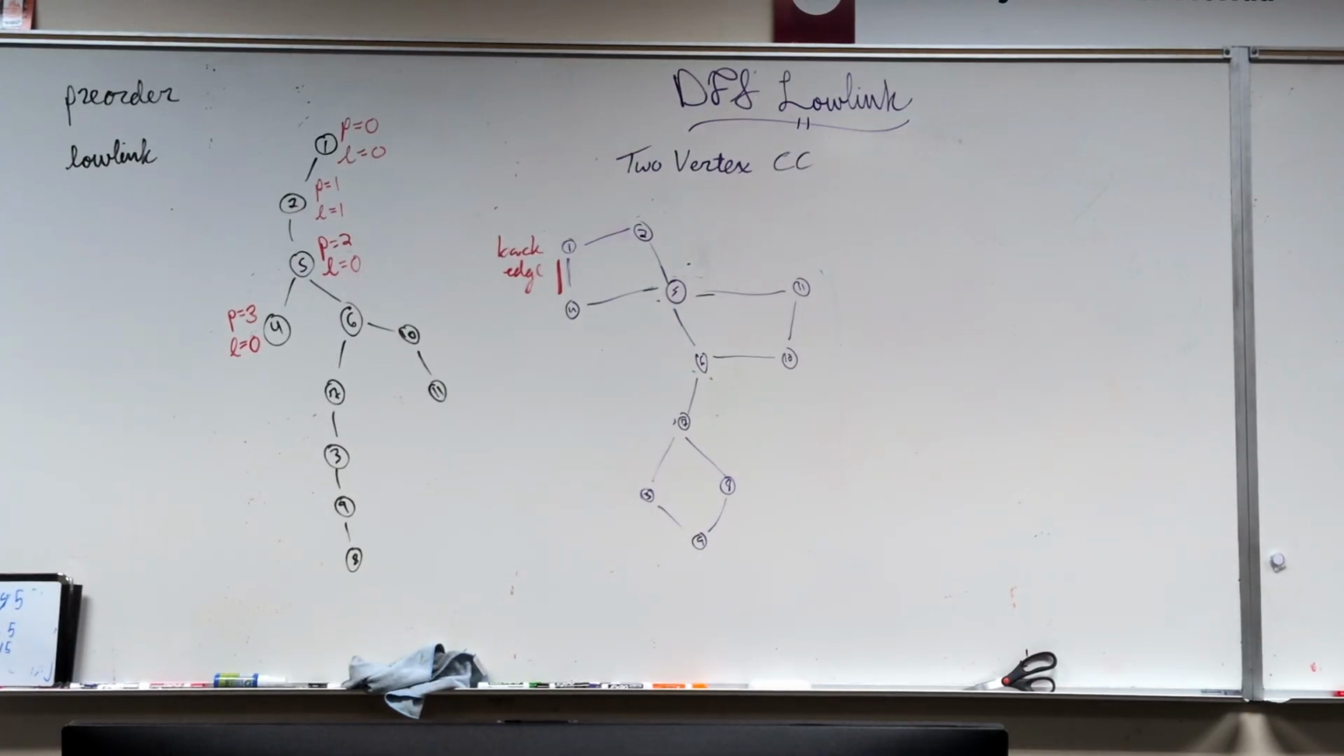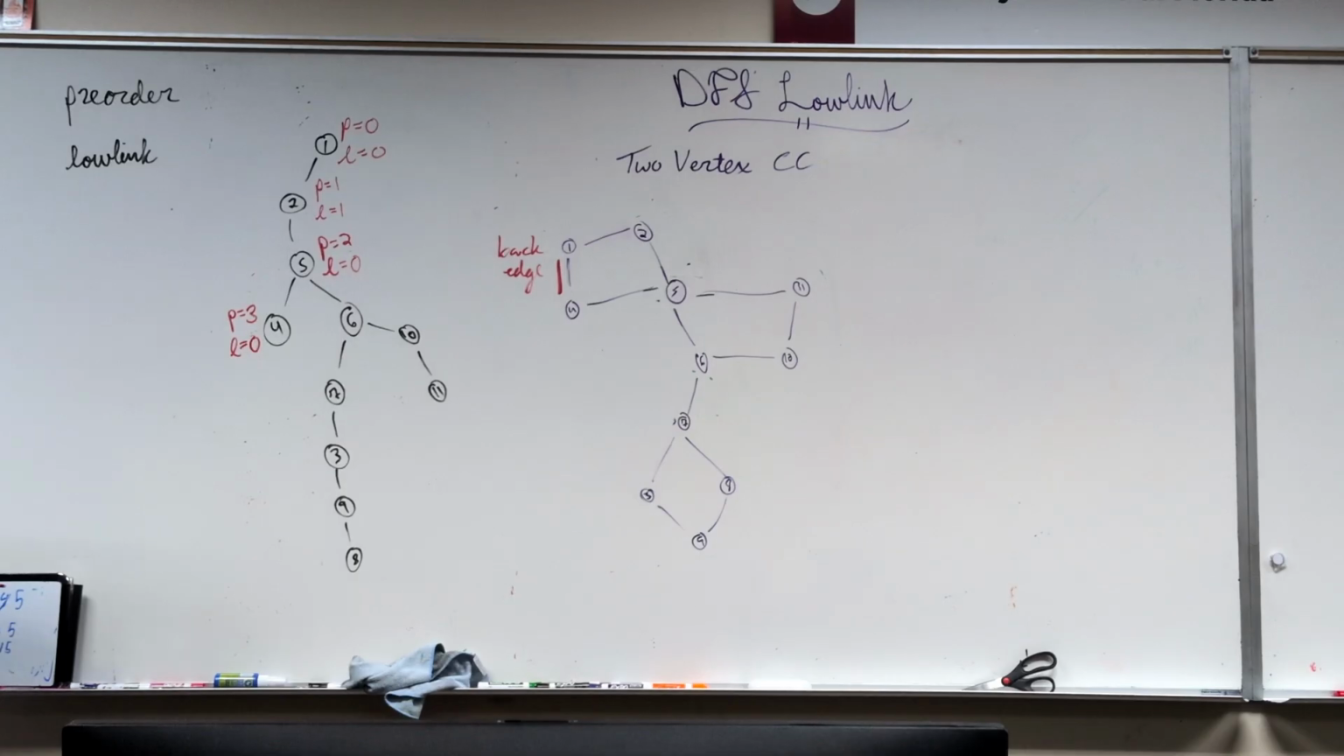Does anyone have any questions about that? Does 2's Lowlink also become 0? Not yet. We're going to keep DFSing, and we only update it when we are done fully traversing our subtree. Does anyone have any other questions before I continue?